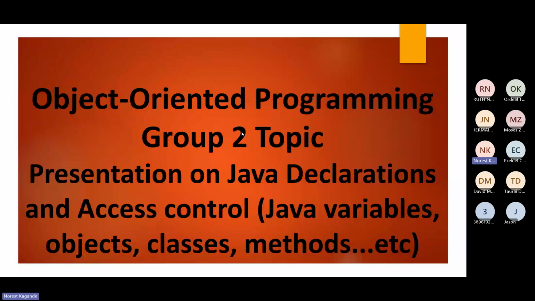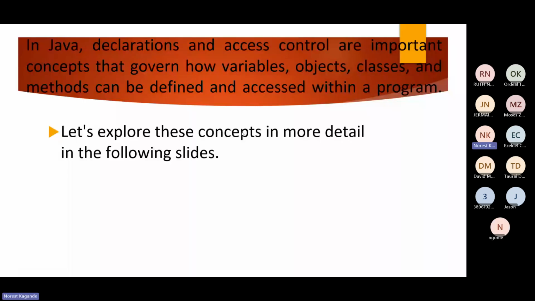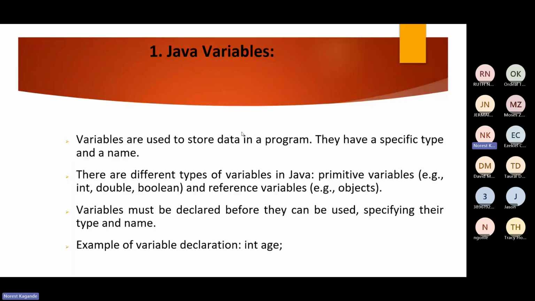On the next slide, in Java, declarations and access control are important concepts that govern how variables, objects, classes, and methods can be defined and accessed within a program. Let's explore these concepts in more detail in the following slides. The first one is Java variables. Variables are used to store data in a program. They have a specific type and name. There are different types of variables in Java: primitive variables, e.g. int, double, boolean, and reference variables. Variables must be declared before they can be used, specifying their type and name. For example, a variable declaration would be int age.